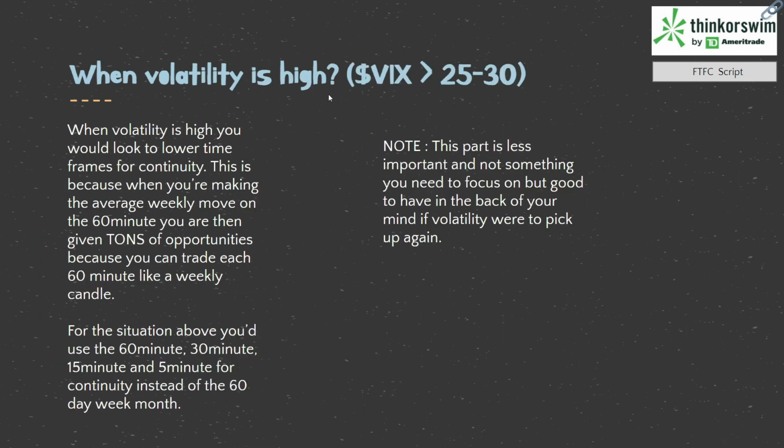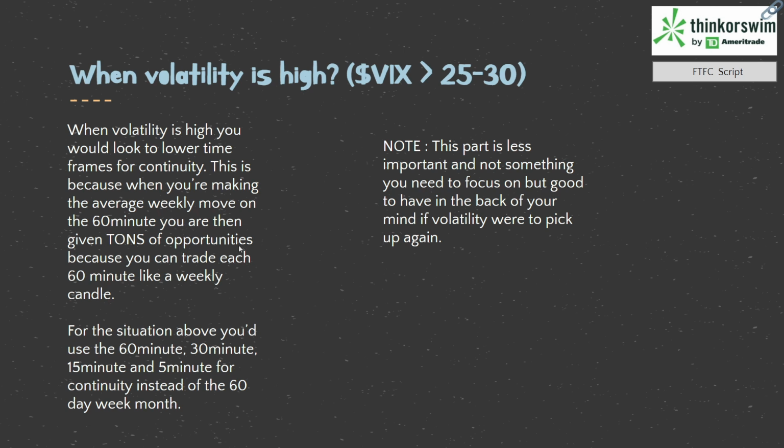So time frame continuity when volatility is high, which isn't very important, but if you want to know it all, here it is. When volatility is high, you would look to lower timeframes for continuity. This is because when you're making the average weekly move on the 60-minute chart, you're then given tons of opportunities. So let's say the average weekly move on SPY, when we have a VIX of like 13 or 14, is $7 to $10. Now we have high volatility, and on the 60-minute, we're moving $7 to $10.